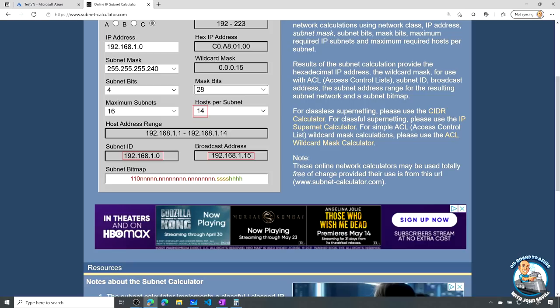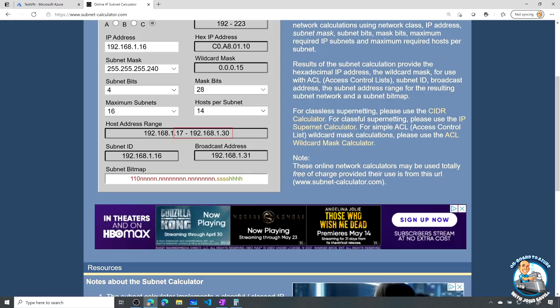Now realize I'm only using 4 bits. So the next subnet I could use would start at 16. So now the usable address space is 17, because .16 is all zeros, to 30. 31 would be all ones. So now I'm breaking it up into smaller chunks of that IP address space.